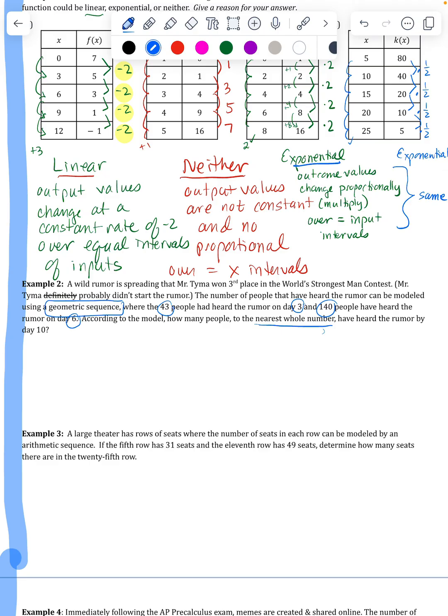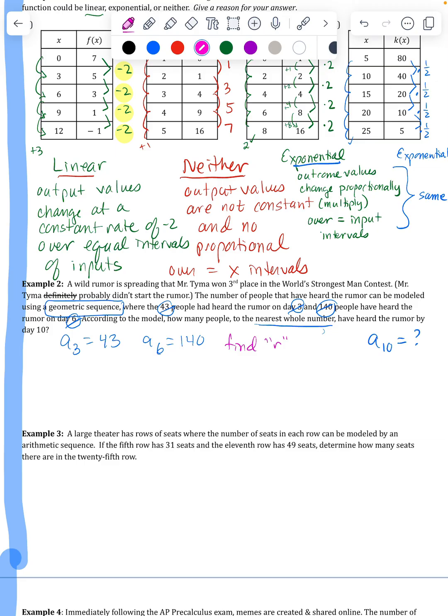All right, so what do we know? We know it's a geometric sequence. On day 3, it was 43, and then on day 6, it was 140. So that's the information they gave me, and it asks how many are on day 10. So that's what I'm ultimately trying to find. But in order to do that, I have to find an equation. And in order to have an equation, I'm going to need to find that R value. So let's do that. Also, let's see if I can find a calculator that works, because it looks like I might need some help with that.